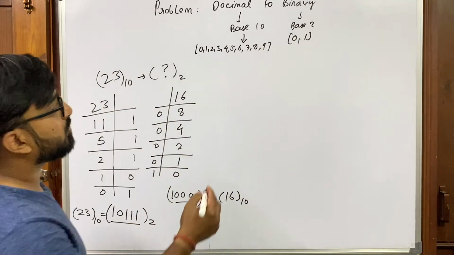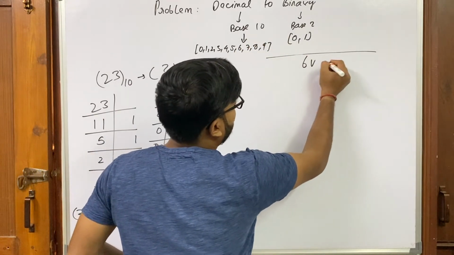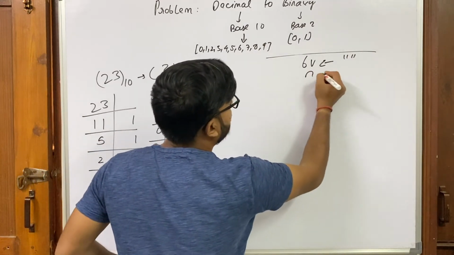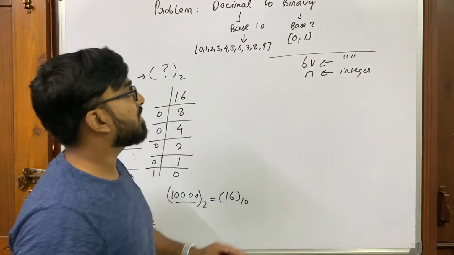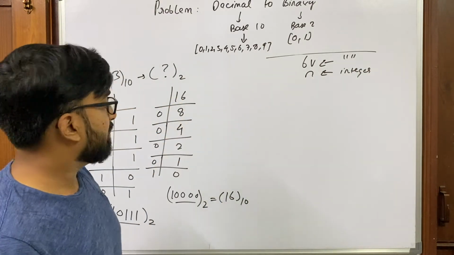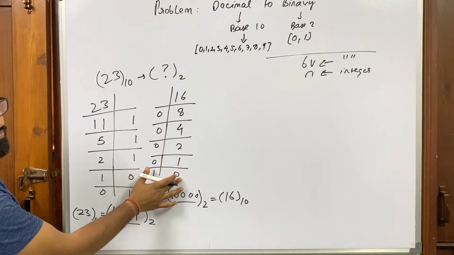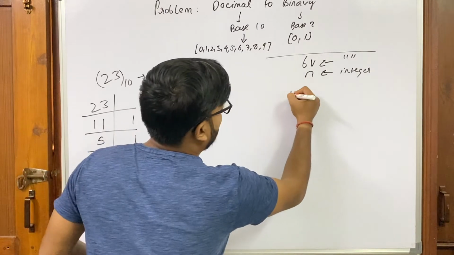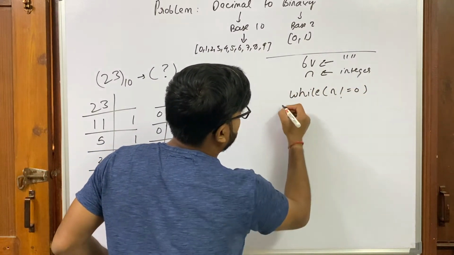So we start with our pseudocode. We'll store the binary value in a string, so I'll say binary value is an empty string. n is the integer we want to convert into binary. We know our stopping condition: we stop when n goes to 0. Until then, we keep dividing n by 2. So while n is not equal to 0.